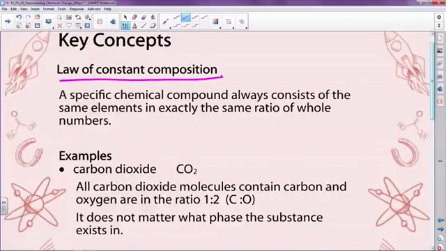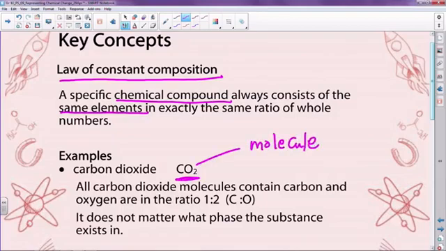It says a specific chemical compound always consists of the same elements in exactly the same ratio, a ratio of whole numbers. In other words, if you look at carbon dioxide, we want to think of carbon dioxide as a molecule. Why is it so? Because between the atoms of carbon and oxygen, there are covalent bonds. So this is a molecular substance, which is a gas. In this case, what we're saying is that there is one atom of carbon to 2 atoms of oxygen per molecule.